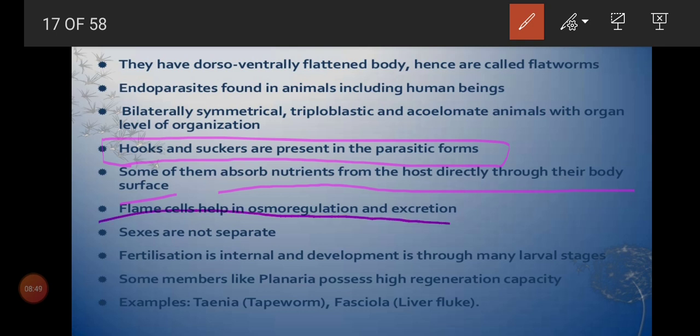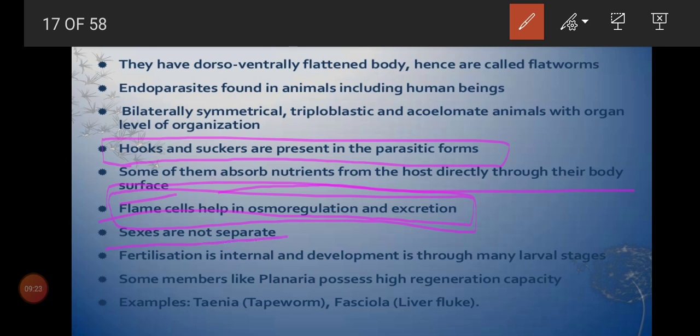And here is a very important concept, very often they'll ask in competitive exams: flame cells. Flame cells are present only in Platyhelminthes, meant for osmoregulation, maintenance of the temperature and their body condition, and also meant for excretion. So they are present only in the Platyhelminthes. What is that? Flame cells meant for osmoregulation, body temperature and also removal of waste, excretion. And here I have shown the picture.